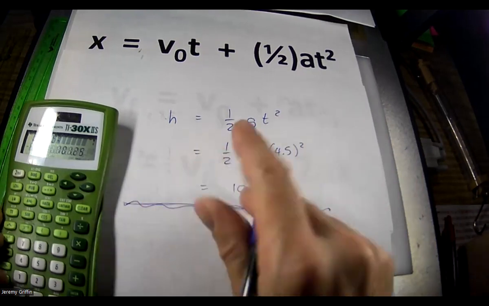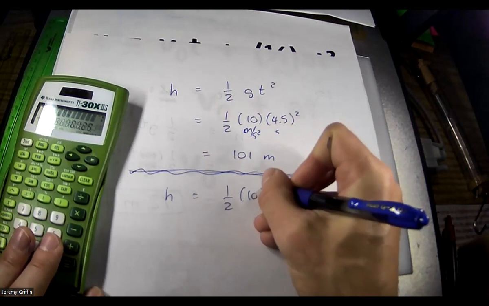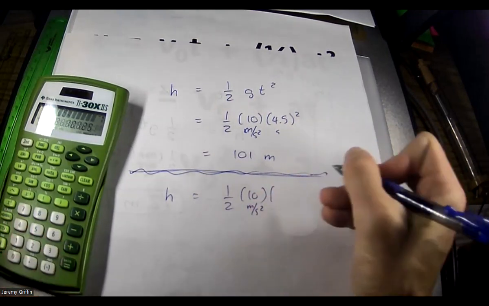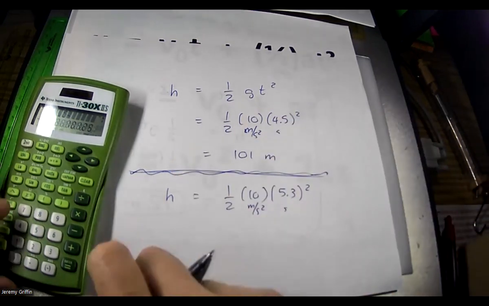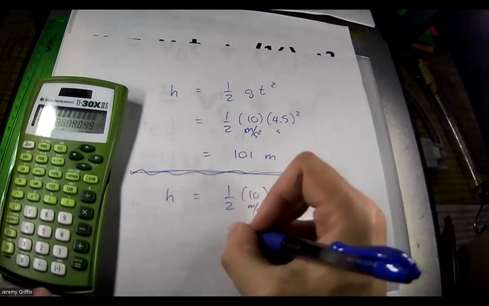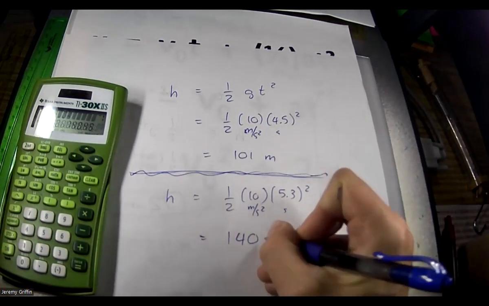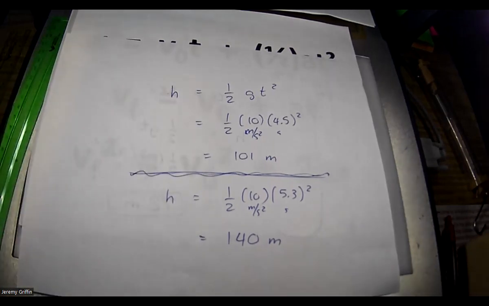Since I know what the ideal answer is, let's say the ideal time would have been about 5.3-ish seconds. Let's see what that works out to. About 140 meters. The textbook answer, by the way, is 139 meters. So if you calculated a height drop for that one and got 139 meters, that would have been perfect right there.